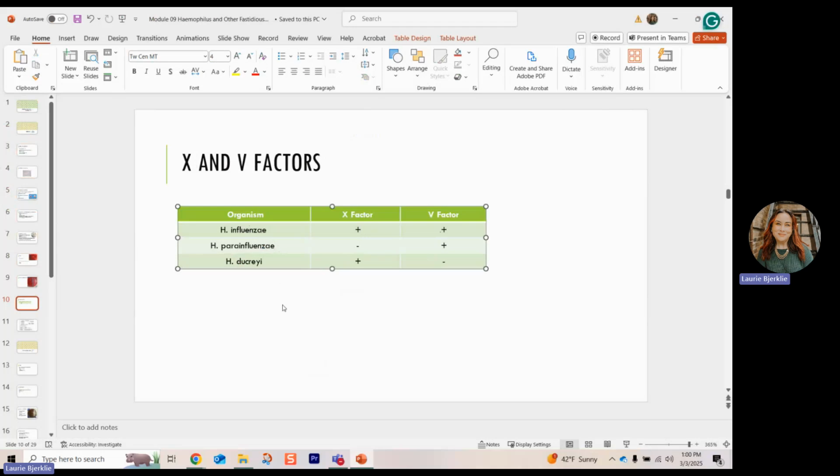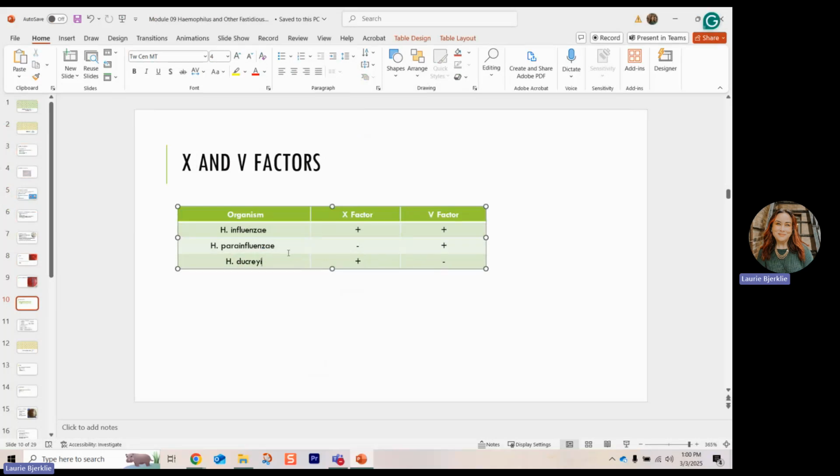Haemophilus parainfluenzae and Haemophilus parahaemolyticus only need the V factor to grow. They do not require X factor, just the V factor. So they can grow in the presence of V factor only. And then Haemophilus ducreyi can grow in the presence of X factor only. It does not need the V factor to grow.